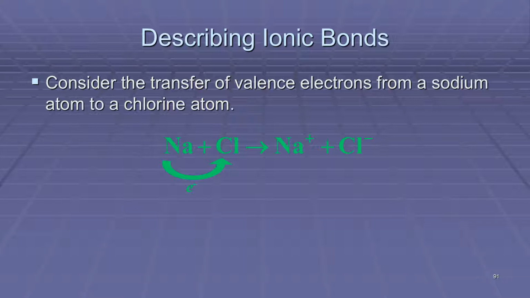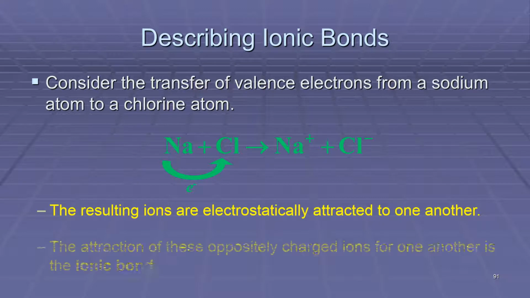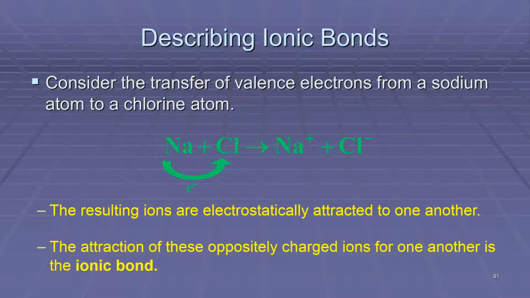So actually that transfer has a particular energy involved with it. But then there's also energy involved with the two ions now being attracted to each other. So these are two different things that happen. The sodium and the chloride are now attracted to each other, and there's another energy that goes along with that. When those two ions are attracted to each other, that is called an ionic bond.